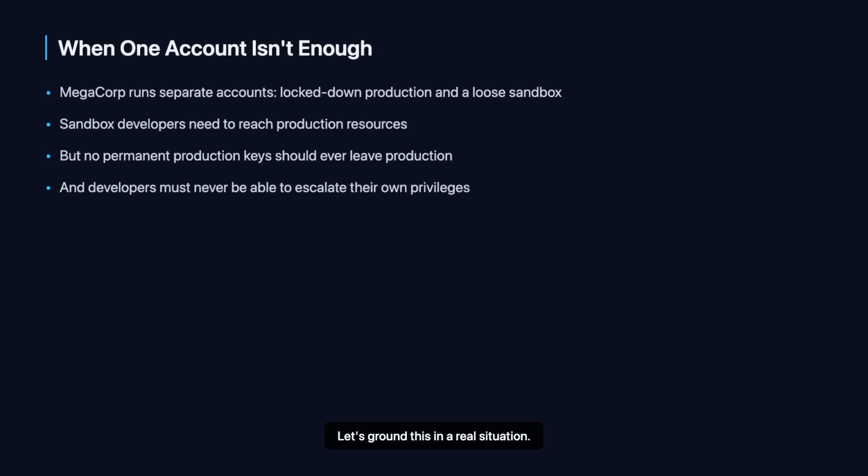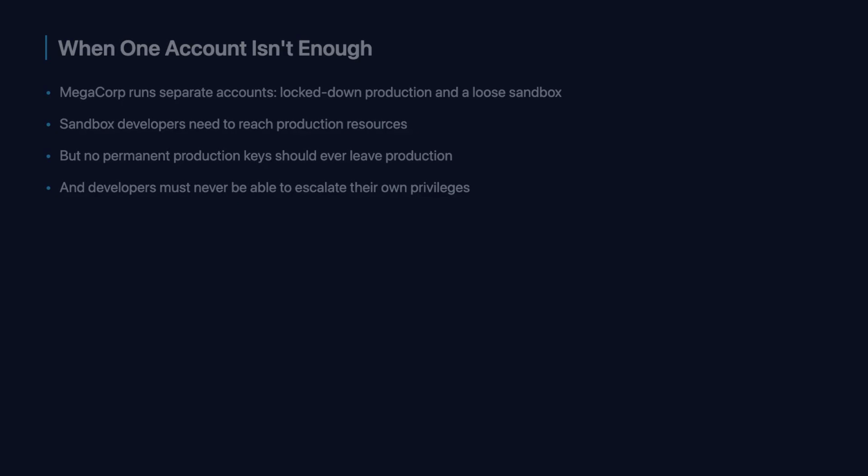Let's ground this in a real situation. Medicorp runs two separate Amazon Web Services accounts. Production is locked down tight, and the sandbox is a loose, poorly governed playground. Now the developers over in the sandbox need to reach some production resources to do their jobs. Here's the tension. No permanent production key should ever leave the production account, because a key is forever. And these developers must never be able to hand themselves more power than you gave them. Solve both of those at once, and you understand modern multi-account identity.